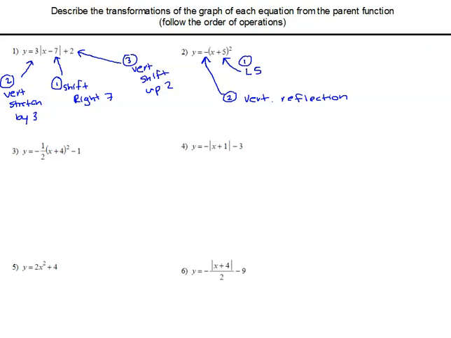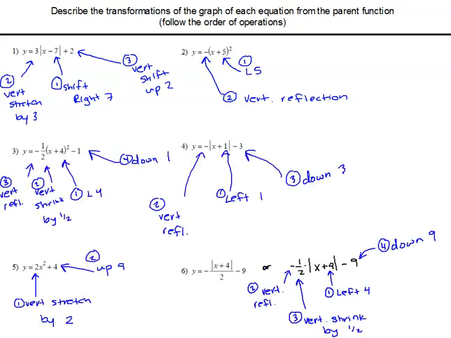All right, go ahead and pause the video and try those next 4 on your own. All right, you can pause the video one more time to check your answers. I did try and put these in order. So step 1, 2, 3, 4. Step 1, 2, 3. Step 1, 2. Step 1, 2, 3, 4. When you do your vertical stretches and shrinks and your reflections, they do not need to go in this order. So you could swap these two, but everything else needs to go in the order I have it.